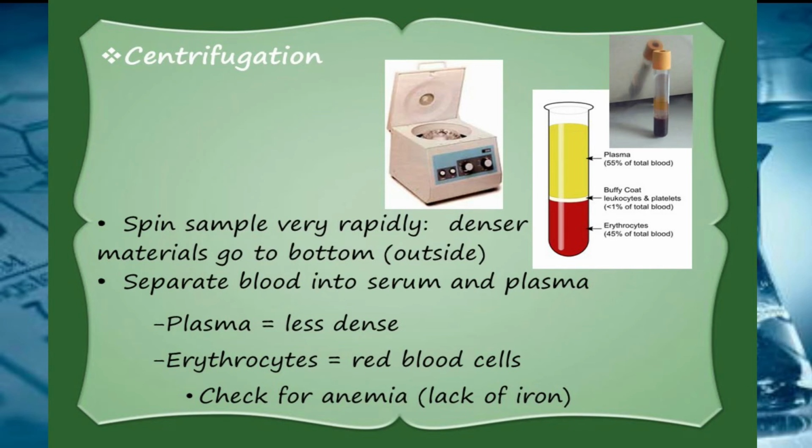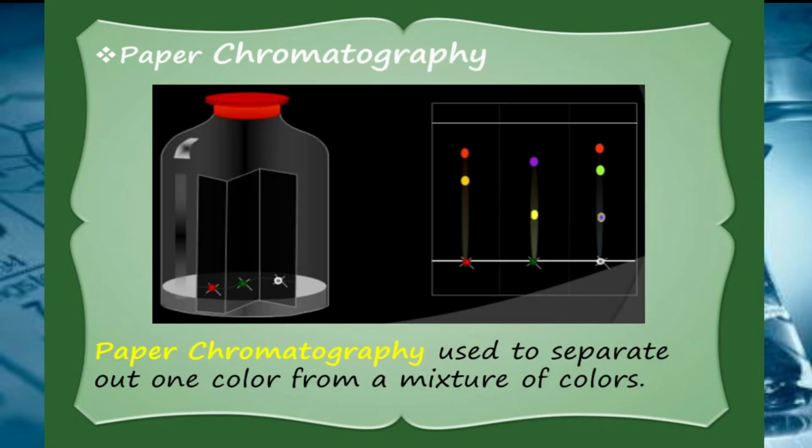Centrifugation. Centrifugation can usually be found in laboratories. For example, the sample is spun very rapidly, and denser materials go to the bottom or outside. It can separate blood into serum and plasma, where the plasma is less dense, and the erythrocytes or red blood cells, and check for anemia, if it is a lack of iron.